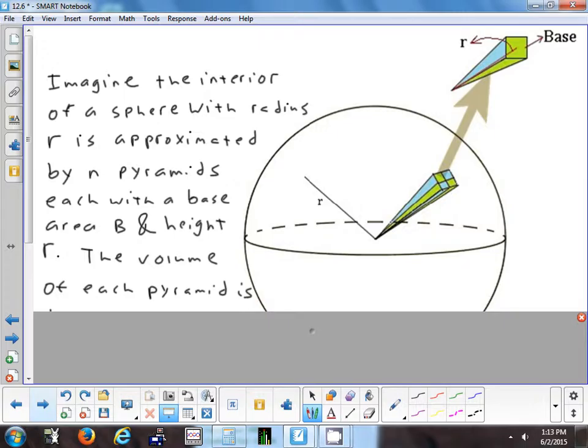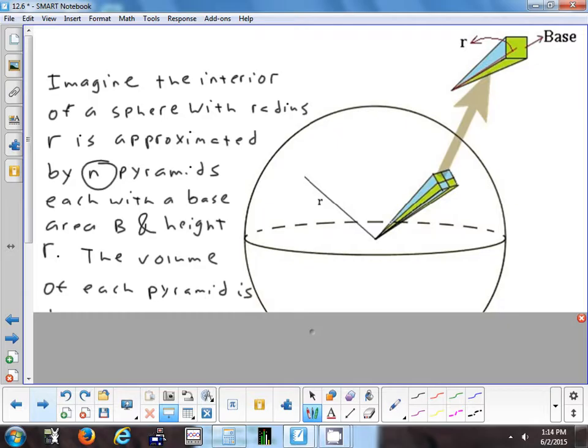If you let the pyramids get smaller and smaller, eventually, even though the surface of a pyramid is flat, if these little squares got smaller and smaller, it'd be like the idea of a soccer ball. Even though the sides are flat, if you put enough of them, it starts to approximate a round object. So imagine the interior of a sphere. This time the radius is r, and that's also the height of every pyramid. The pyramid starts at the center and goes right to the surface, so the height of every pyramid is r.